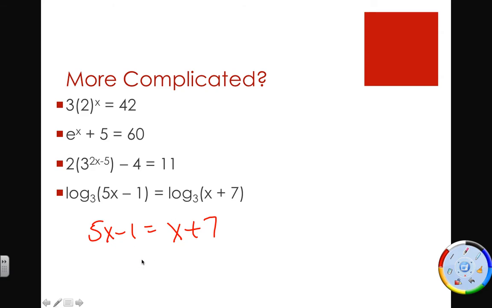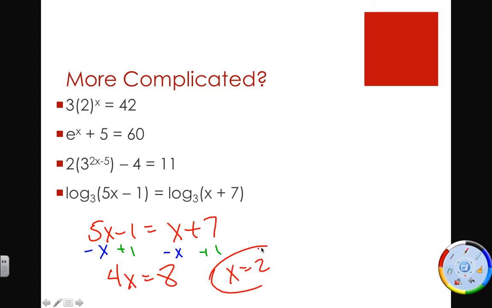Now you've got a nice linear equation that every single one of you better know how to do. Minus x. I'm going to add 1. And I'm going to get 4x equals 8, which means x is 2. And you better check your work just to make sure. If I plug in 2, I get 9, and here I get 9. And it's okay to take log base 3 of 9, so you're all good. Oops, got one more here. Thought I was going to the next page there.